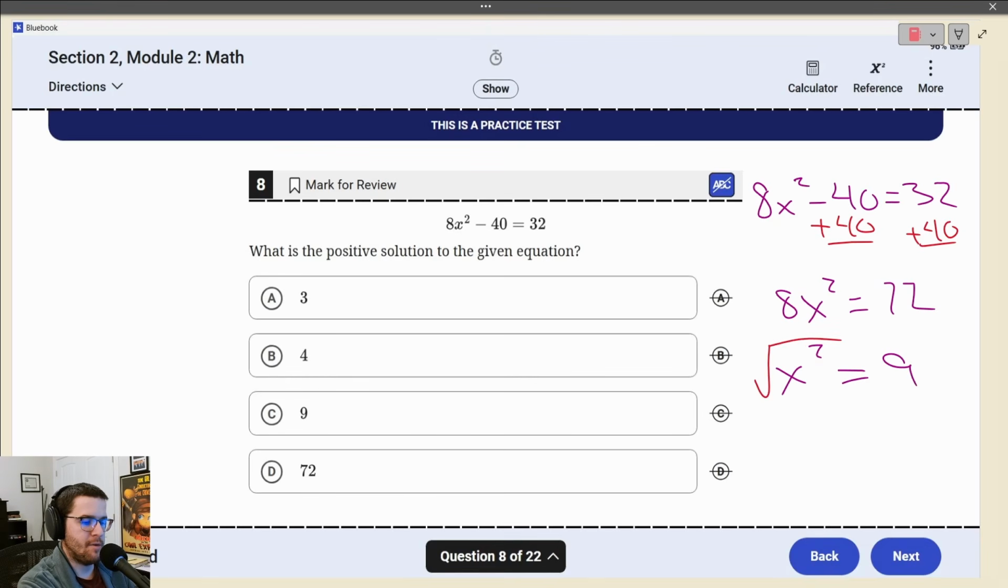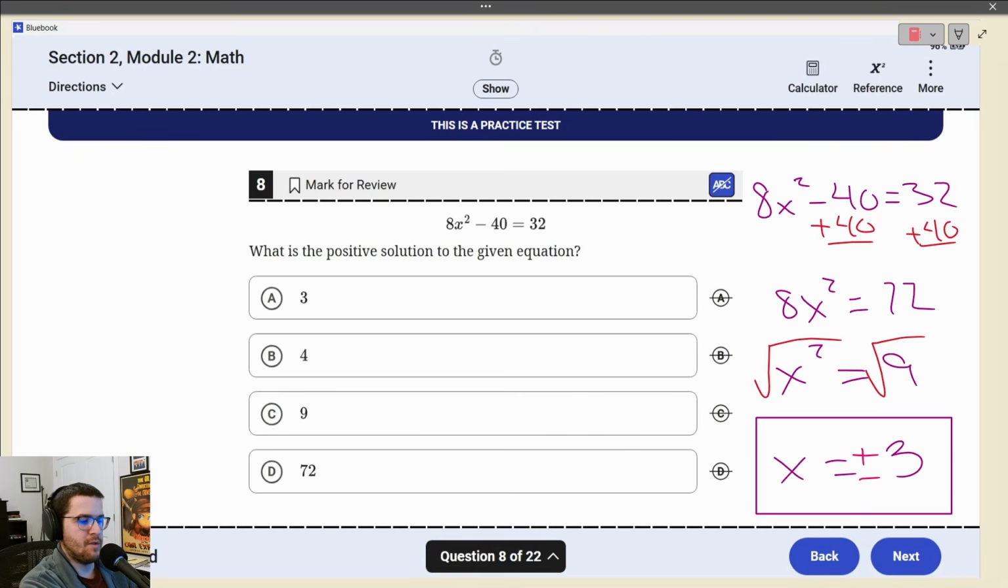And now I'm going to take the square root. When you take an even index radical, like the square root, the second root, of a positive number, we get x equals the square root of 9. Just in this very specific case, when you take an even root of a positive number, we have to put a plus or minus sign. So I'm going to put that right here. So the solutions to the equation are 3 and negative 3. So the positive solution is 3. So our answer is A.